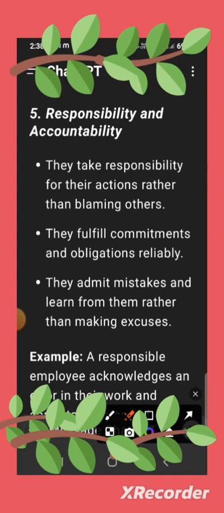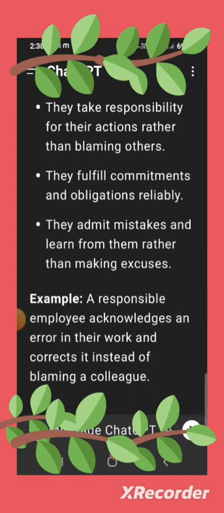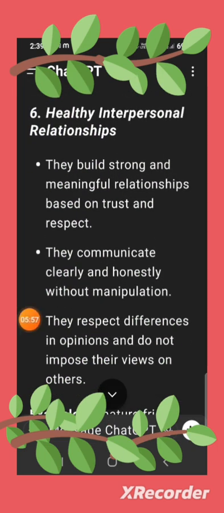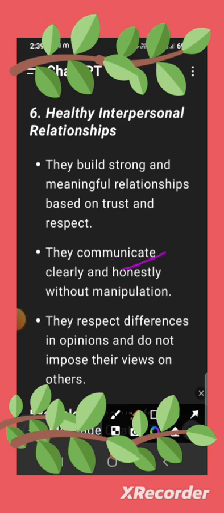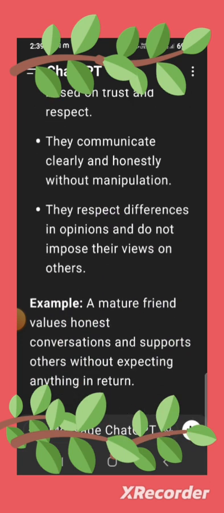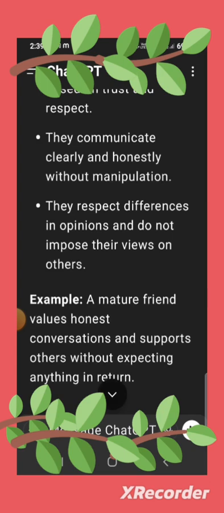Healthy interpersonal relationships. They build strong and meaningful relationships based on trust and respect. They communicate clearly and honestly without manipulation. They respect differences in opinion and do not impose their views on others. Example: a mature friend values honest conversation and supports others without expecting anything in return.